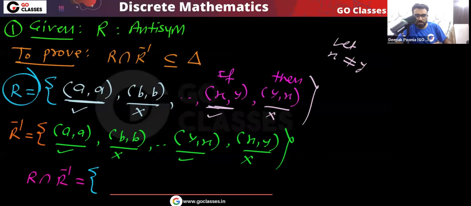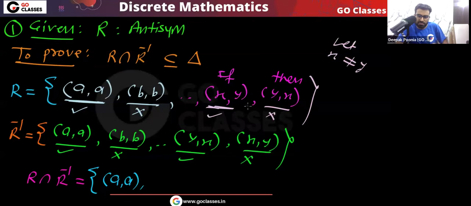Notice one thing. If there is a reflexive pair in R, then that reflexive pair will also be there in R inverse. So that reflexive pair will be there in R intersection R inverse. Are you getting my point? If some reflexive pairs belong to R, then they also belong to R inverse, so they also belong to the intersection. If some reflexive pair does not belong to R, then it will also not belong to R inverse, so it will not belong to the intersection.